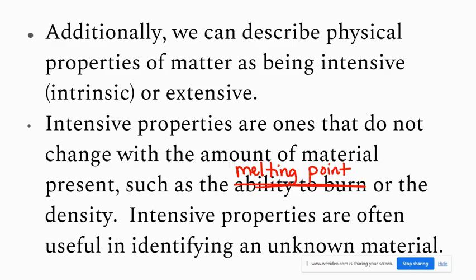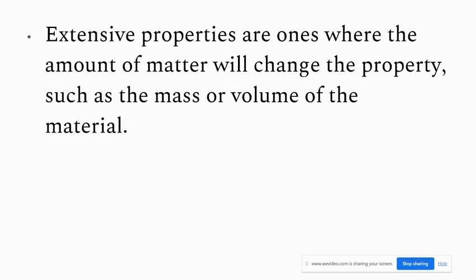Okay, so water's density is 1. It doesn't matter how much I have of it, it's always going to be 1. So that's an intensive property. Extensive properties, then, the amount of matter will change it. So mass, if I have an extra amount of water, the mass is going to change. If I have an extra amount of volume or extra amount of water, the volume changes. So it matters how much you've got.